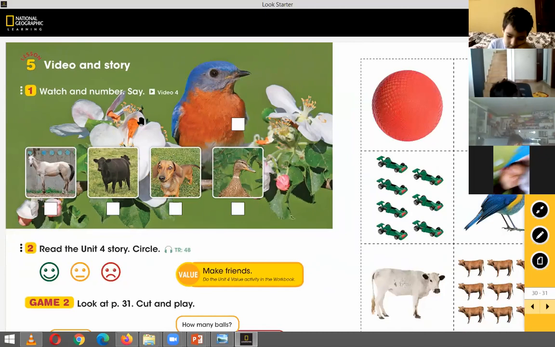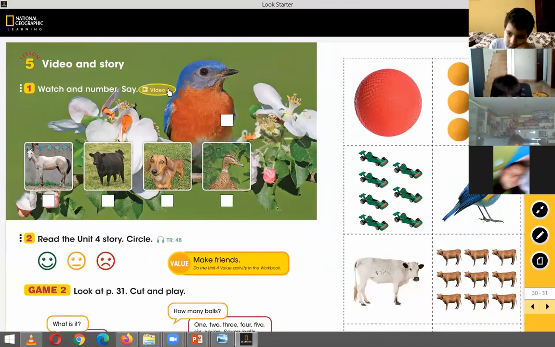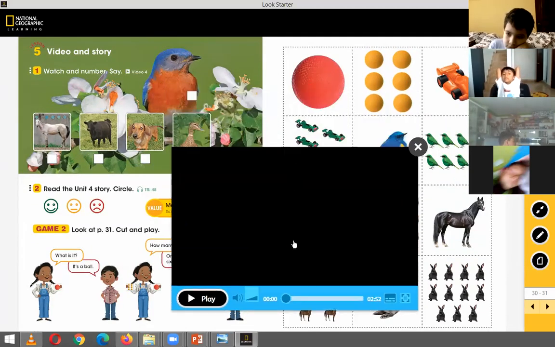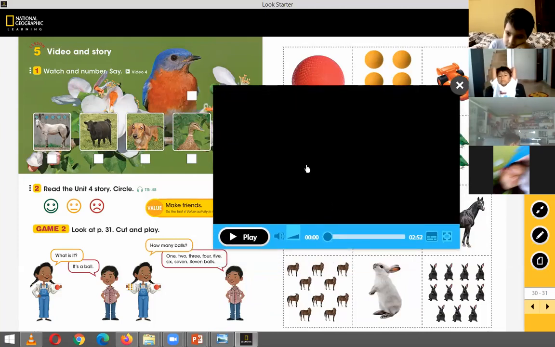Hay que prestar mucha atención porque tenemos que enumerar. Vamos a tener que ver cuál aparecerá primero. ¿Será el horse? ¿Será el bird? ¿Será el cow? ¿Será el dog? ¿Ya? So, pay attention. There it is.